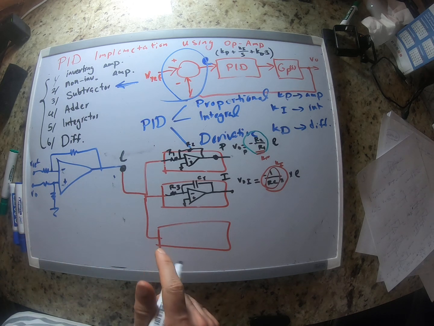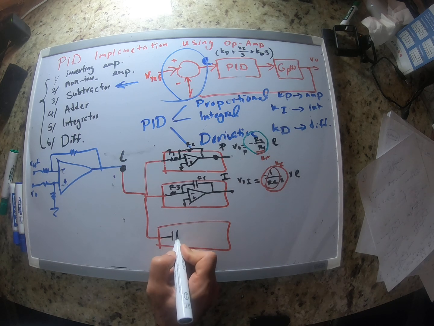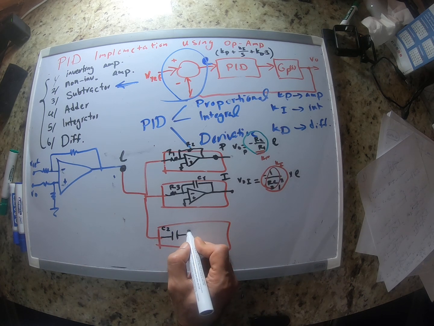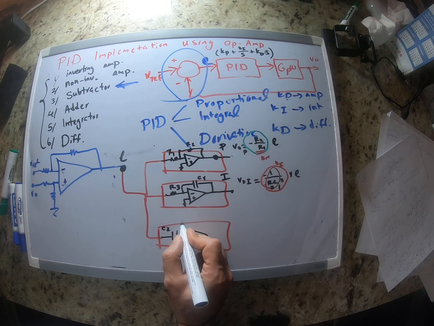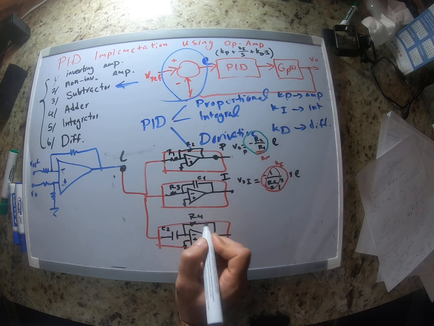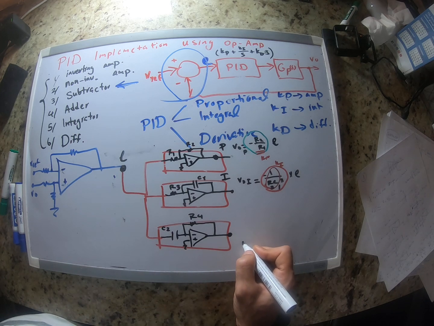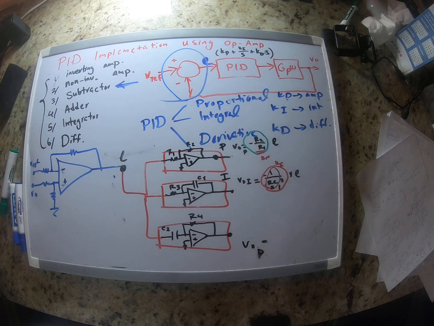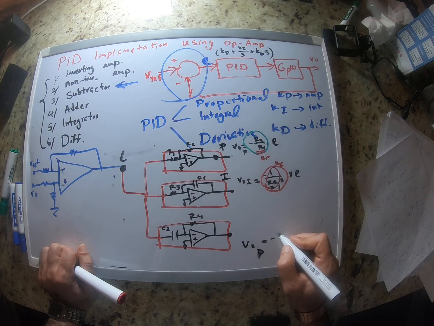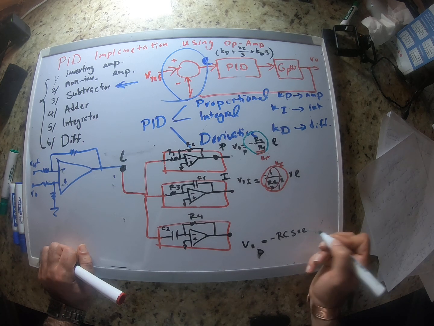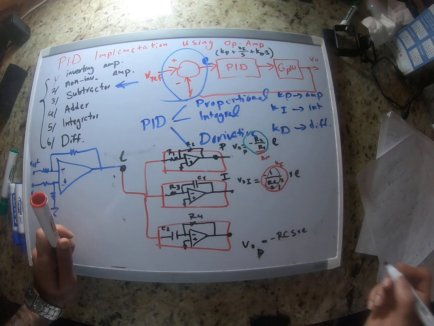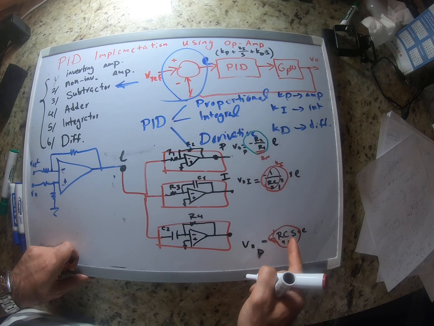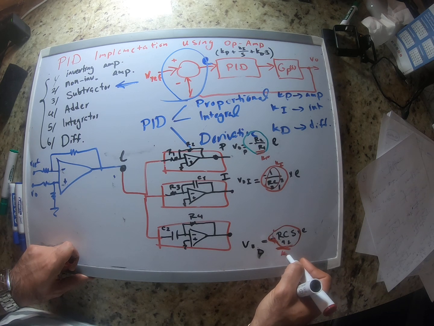Okay. And the last one is the differentiator. So let me call this one R3 and C1, and this one is C2. Negative, positive, this is grounded. This is, let me call it R4. So this voltage, let's call it VO of D, differentiator or derivative. It's going to be negative of RCs times E. Again, this is R4 times C2. And this is the transfer function. The whole thing is the transfer function of the system. This part is KD.